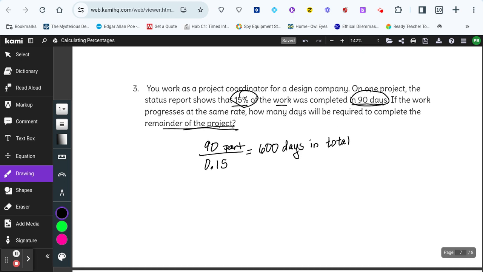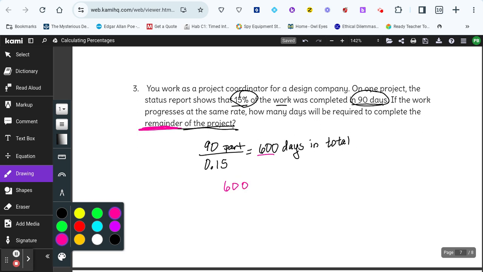This says how many days we require to complete the... oh, it's the same thing. The remainder of the project. Okay, I didn't see that. So remainder of the project. Okay, now it's 600 days to complete the whole project. I didn't pay attention to that one when it said remainder, so it's the same type problem. I'm glad I went back and looked at it. So it takes 600 days to complete the whole project, but they've already been working for 90 days.